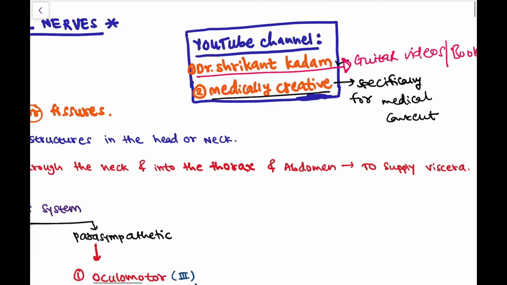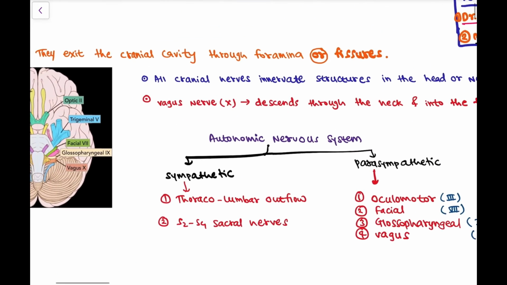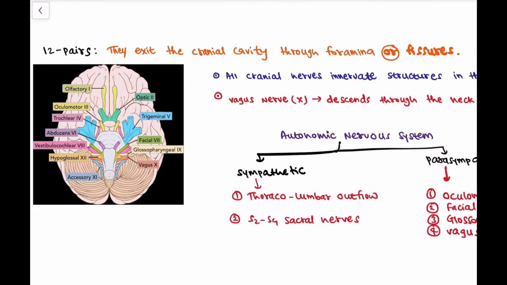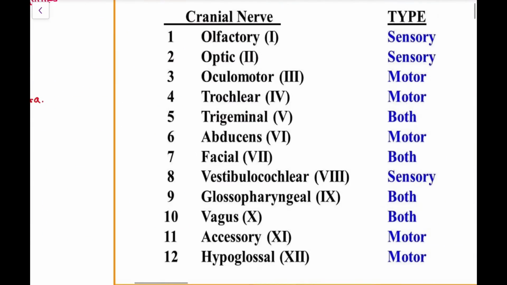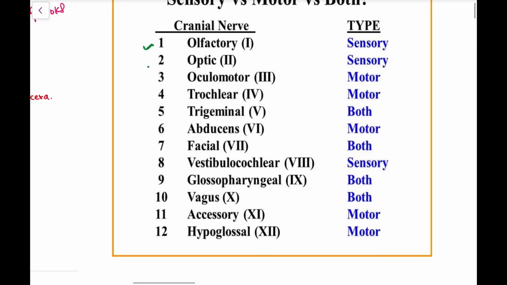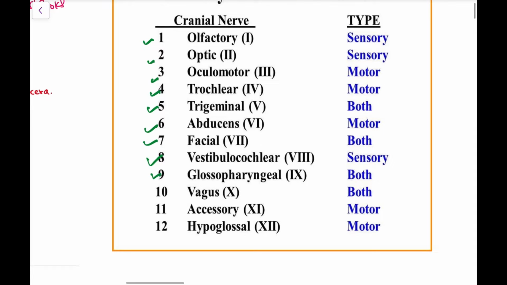Okay, so with this note, let's begin our video. There are 12 pairs of cranial nerves and they exit the cranial cavity through foramina or fissures. So what are these 12 cranial nerves? These are olfactory, optic, oculomotor, trochlear, trigeminal, abducens, facial, vestibulocochlear, glossopharyngeal, vagus, spinal accessory, and hypoglossal.